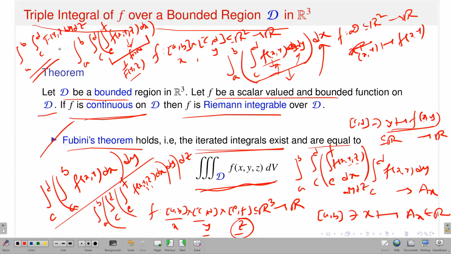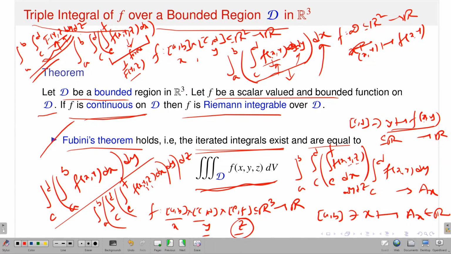Then again you can keep the y variable fixed, think of it as a function of the z variable. So, perform the integration with respect to the z variable and then with respect to the y variable. Or you can say that I am keeping z fixed, and y goes to capital F of y comma z, which is a function of the y variable. So, perform the y integration first, then you will have a function of z and then perform the integration with respect to the z variable. So, all possible iterated integrals you will have.